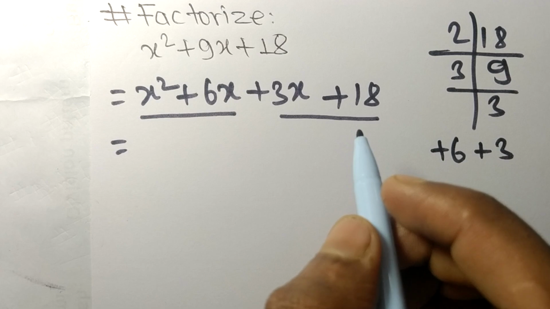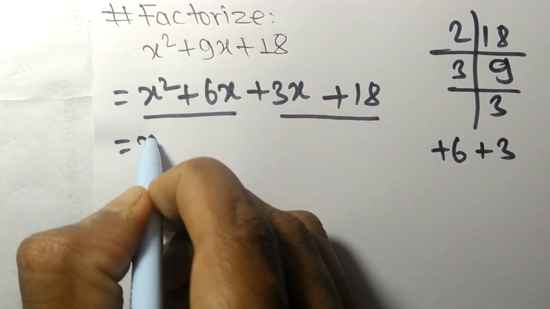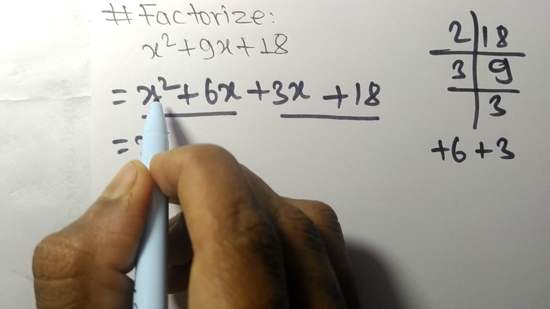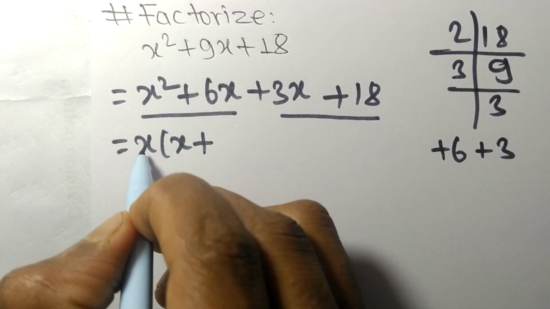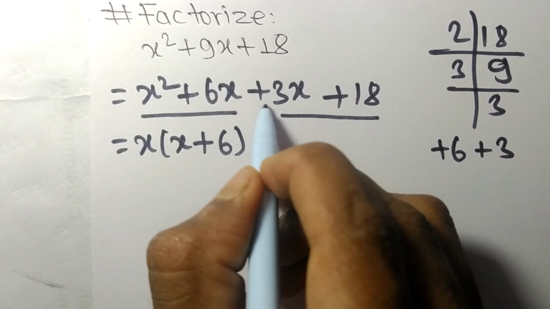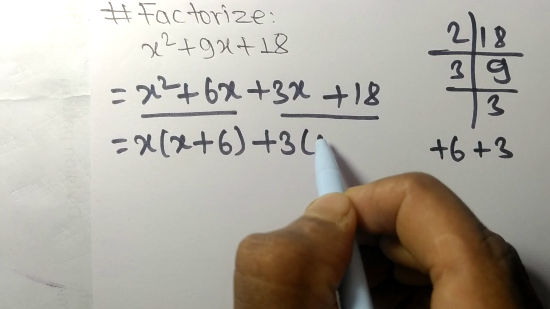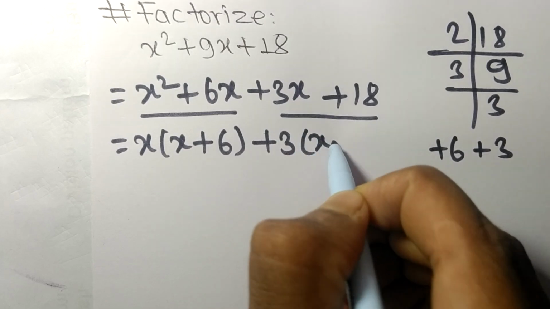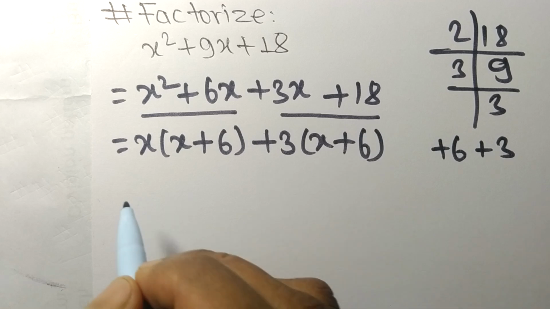So now we find out common in first part and both contain x. So remaining in the first x plus x already came, so remaining is 6. Here the common is plus 3. So remaining in the first x plus 3 times 6 means 18.